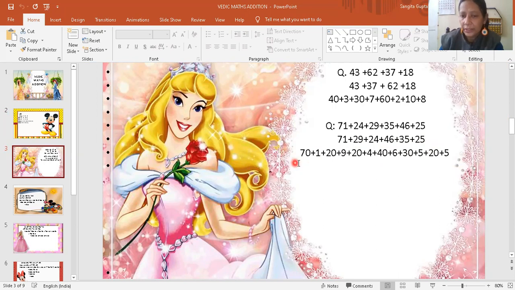So you just do the addition. 70 plus 20 is 90. 90 plus 20 is 110. 110 plus 40 is 150. 150 plus 30 is 180. 180 plus 20 is 200.